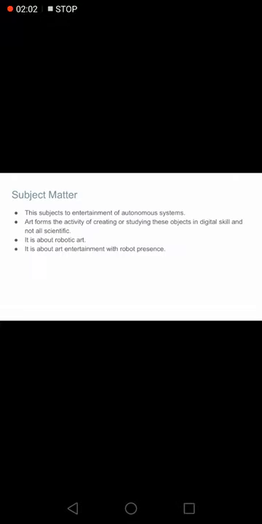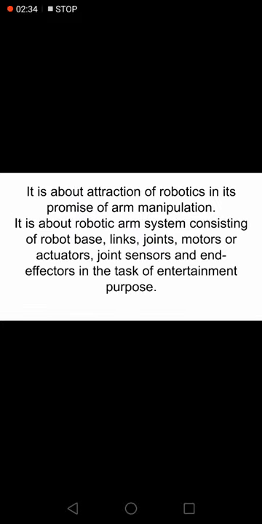Subject matter. On this slide, the subject matter concerns the determination of autonomous systems, art forms, the activity of creating or studying these objects in digital scale, and not all scientific. It is about robotic art. The subject matter on the fourth bullet is about art entertainment with robot presence. Next slide.